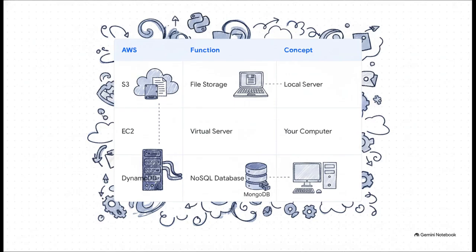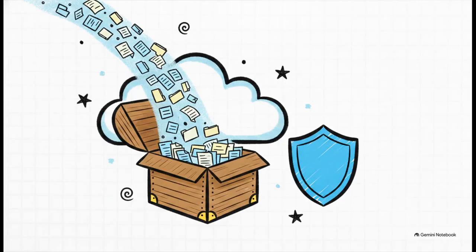EC2 is a virtual server, acting a whole lot like your own computer, just sitting in a massive data center somewhere. And DynamoDB? That's a NoSQL database, which is remarkably similar to the MongoDB concepts we learned about earlier. It's just the same concepts leveled up. Let's break these down a bit more, starting off with S3, or Simple Storage Service.